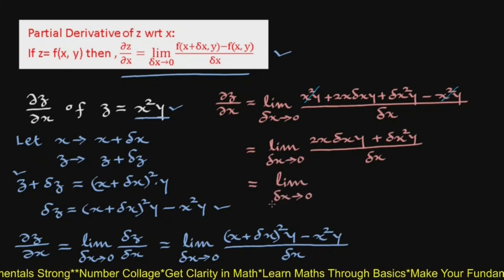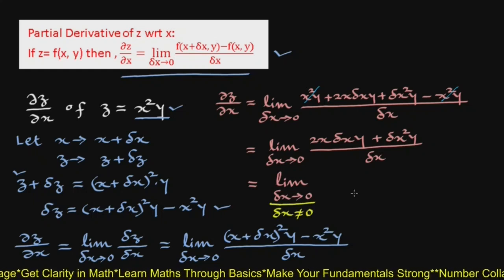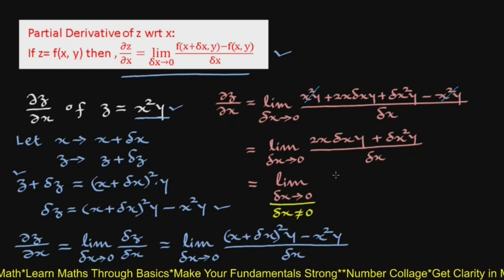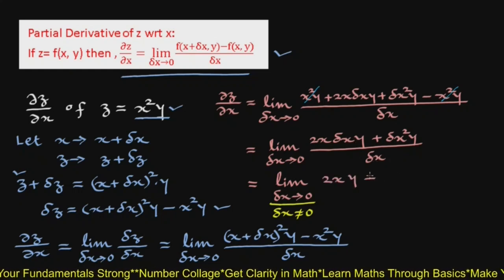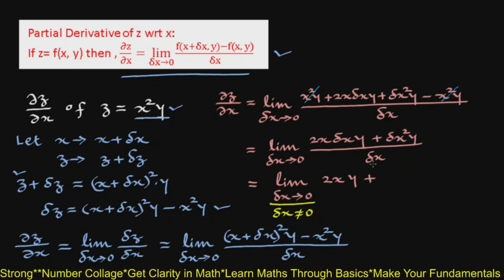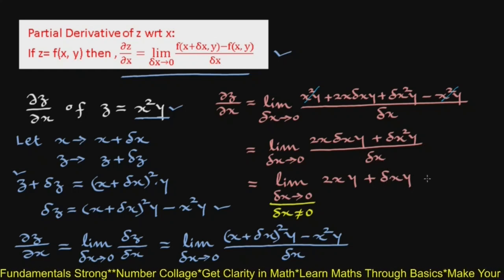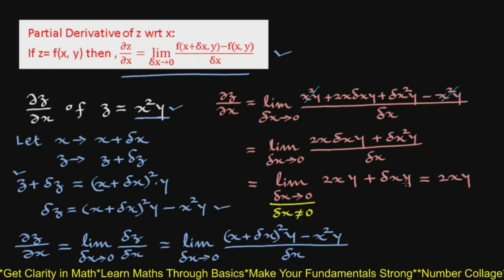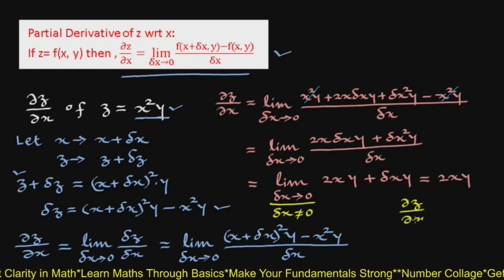Now as Δx tends to 0, Δx is not equal to 0. Therefore 2x Δx y upon Δx will be 2xy after cancelling Δx, plus Δx² y upon Δx will be Δx y after cancelling one Δx. So this will be 2xy, because 0 into y is 0. So therefore ∂z/∂x is 2xy.